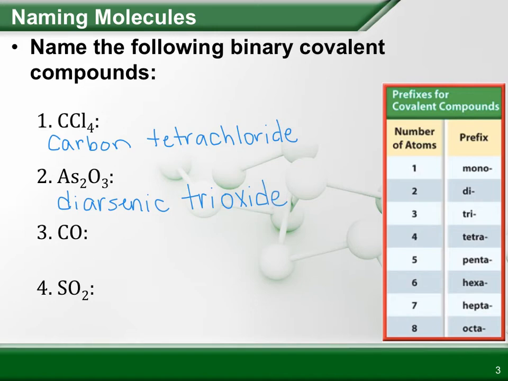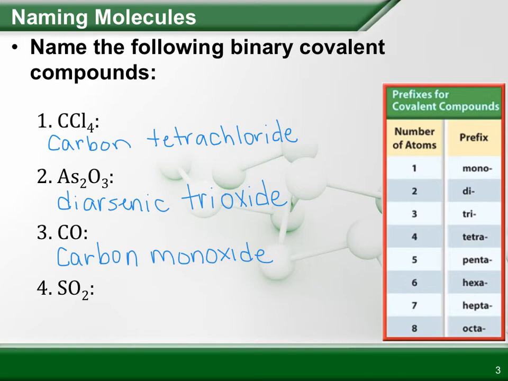We have 1 carbon again. We don't use mono for a first name, so it becomes carbon. And then we see that there is 1 oxygen, so we know it's got to be mono. But remember, oxygen starts with an O, and we're not going to have 2 O's next to one another. So we're going to drop one of those, and it becomes monoxide. You see how there's just the 1 O there.